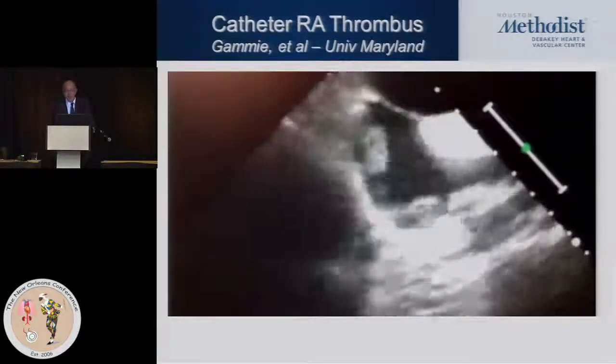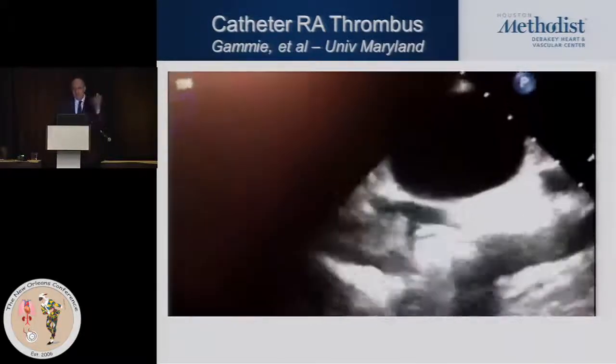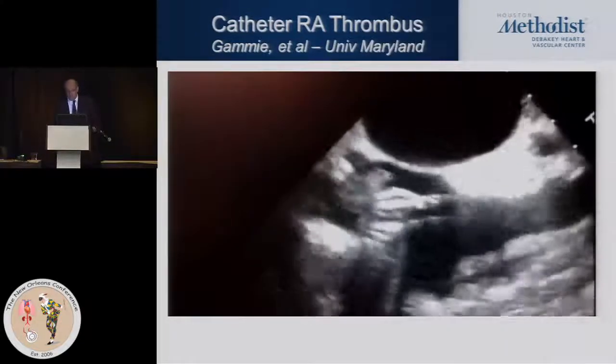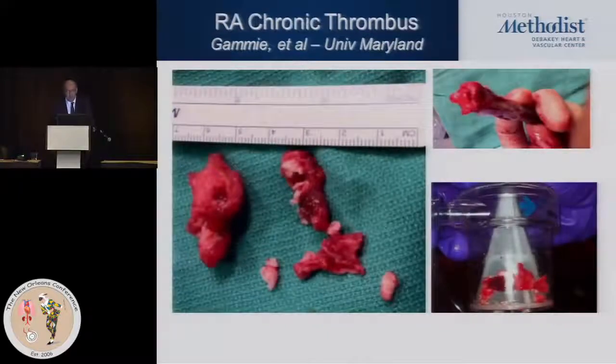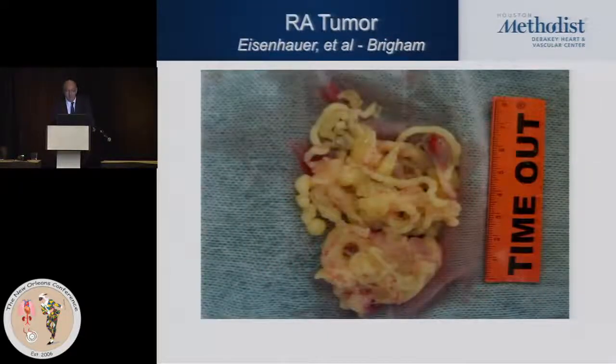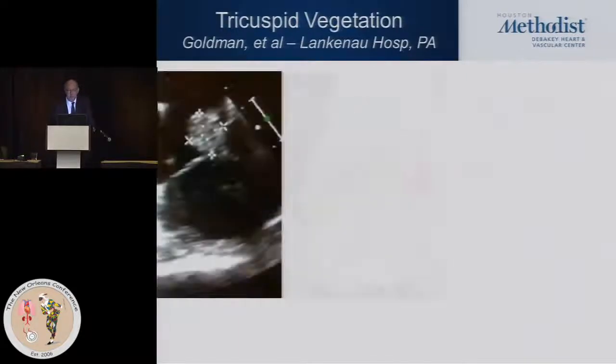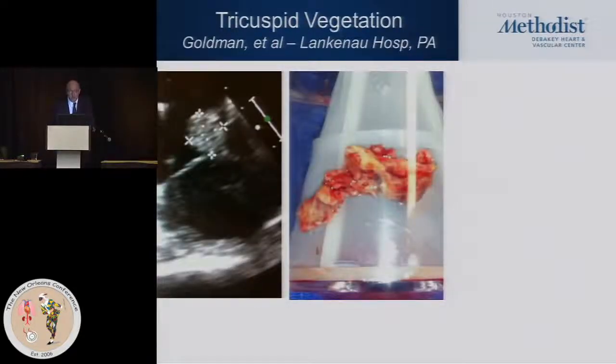This is a catheter right atrial thrombus, and I showed you an example of that in a patient of ours that we did on Monday. Very effective for removal of that. Right atrial tumors can be removed. Tricuspid vegetations, this is from Scott Goldman at Lankenau.